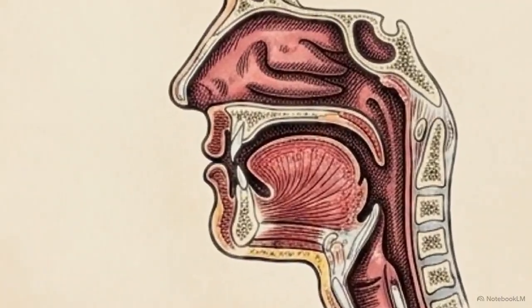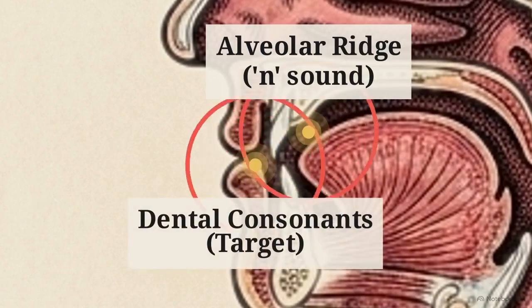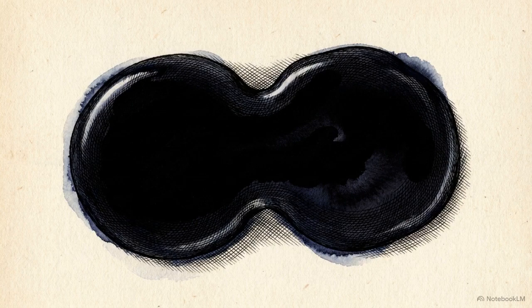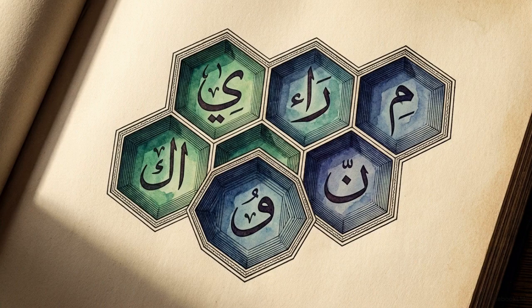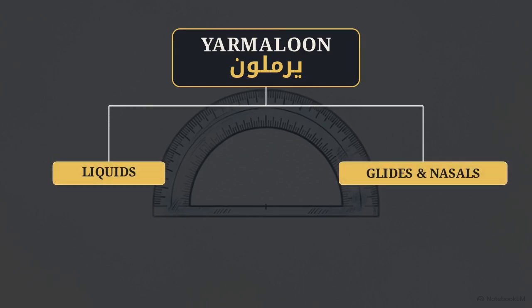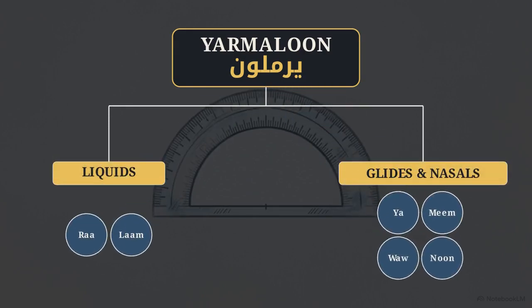A phonetic anomaly occurs when the alveolar N meets consonants produced much closer to the front of the mouth. The script signals this proximity issue with a different typographical trigger, an empty nun with no circle, or those staggered tanween marks. This visual shift triggers the rule of idgham, governing the mechanics of full phonetic merging and assimilation. Idgham is forced by a specific target cluster of consonants, collectively known as the Yarmaloon set. This logic tree organizes the Yarmaloon set. It consists of 6 phonemes, ya, ra, mim, lam, wa, and nun, and splits them into 2 distinct data pathways, the liquids and the glides and nasals.